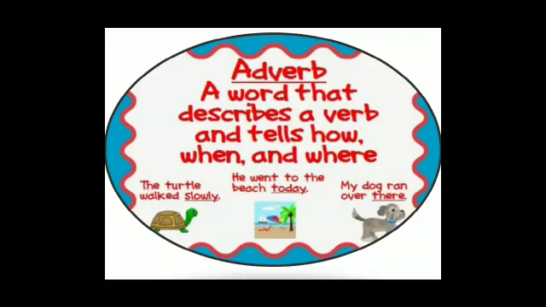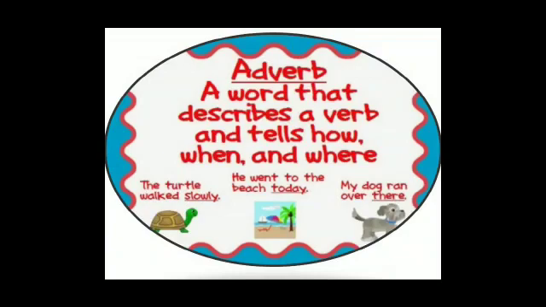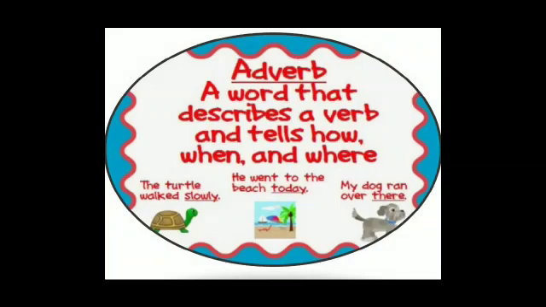Here you can see examples with the pictures down here. A word that describes a verb and tells how, when, and where. See the examples. The turtle walked slowly. How did the turtle walk? Yes, he walked slowly. He went to the beach today. When? Today. My dog ran over there. Where? There. So you can see it answers how, when, and where, isn't it?